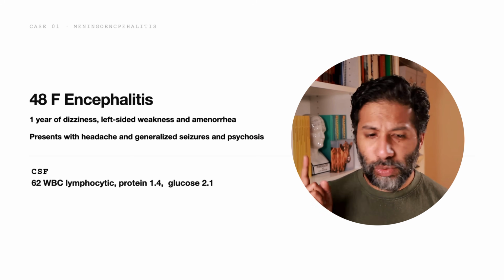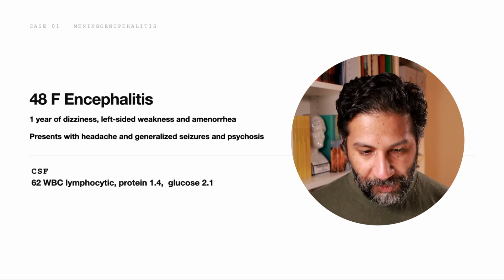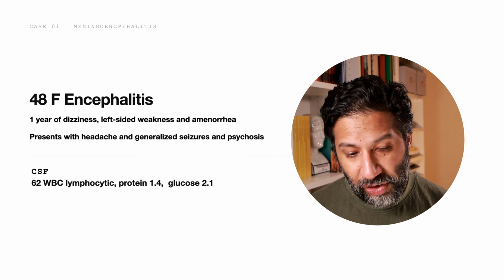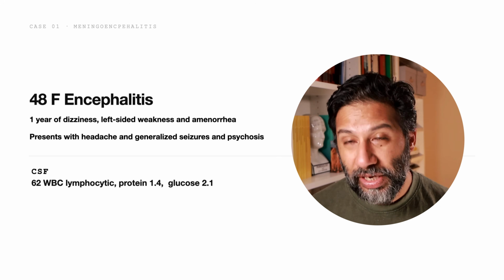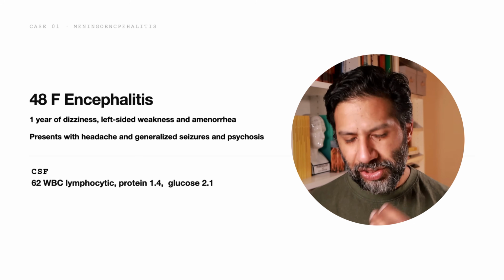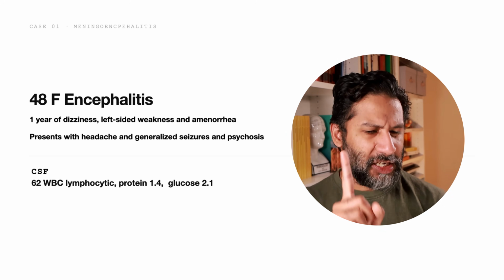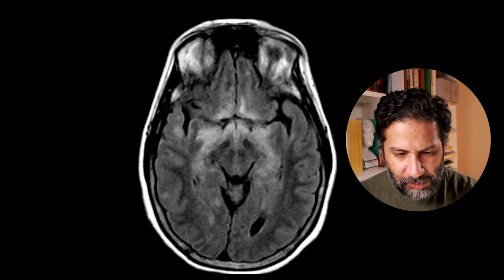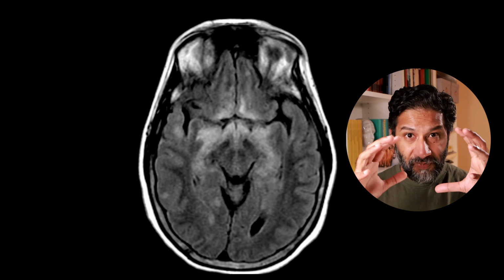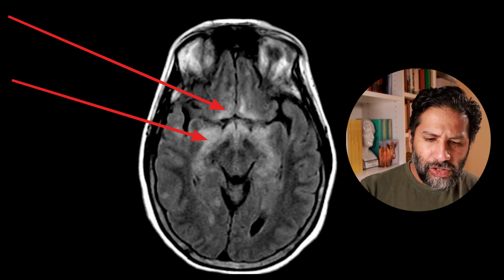So let's do a case. We've got a 48-year-old woman, 1 year of dizziness, left-sided weakness, amenorrhea, presents with headaches, generalized seizures, psychosis. Now she's got 62 white cells on a lumbar puncture, elevated protein, and a slightly low glucose. Interesting, 1 year of dizziness, and then she develops this left-sided weakness and amenorrhea. Again, a little bit atypical for autoimmune encephalitis, but if we look at the MRI scan, you can see very clearly here, there's very bright hyperintensity in the limbic systems and even in the frontal lobe as well.